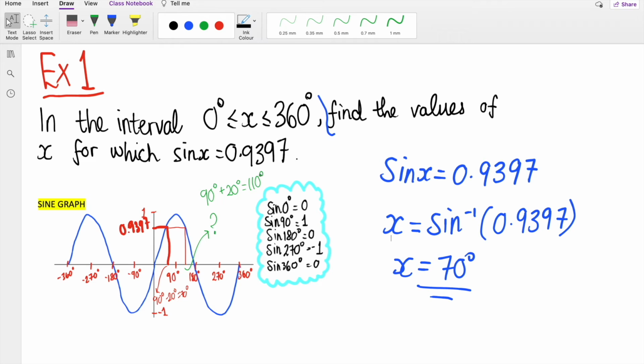And you can check your answer. If you type sine of 110 into a calculator, it gives you 0.9397. So x equals 70 degrees, and x can also equal 110 degrees. You can see from your graph that if I continue that straight line, it cannot touch the graph at any other point. That is because it's been given in a range from 0 to 360 degrees, so you are ignoring the left-hand side of the graph. This range here is very, very important.